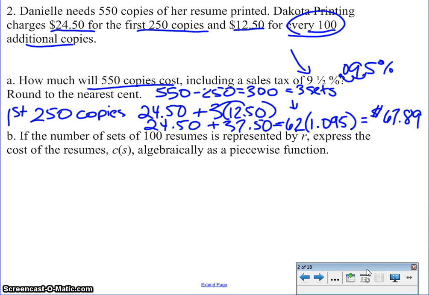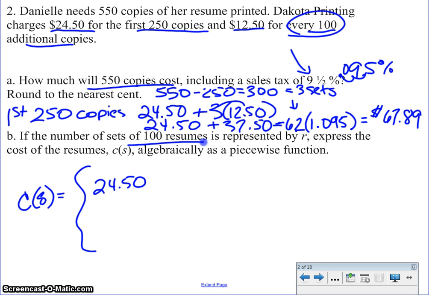Question B says if the number of sets of 100 resumes is represented by R, express the cost of the resumes, C of S, in our function algebraically as a piecewise function. So we've got C of S is, and we know that it is $24.50 when R is less than or equal to 2.5.